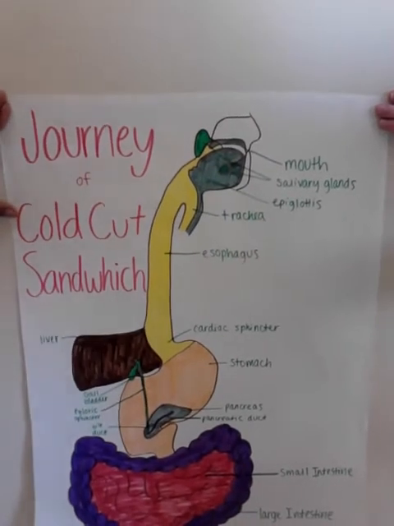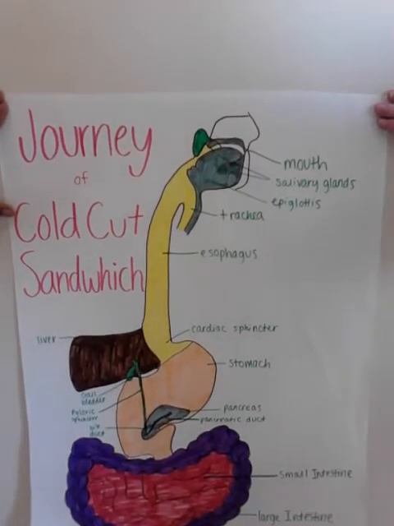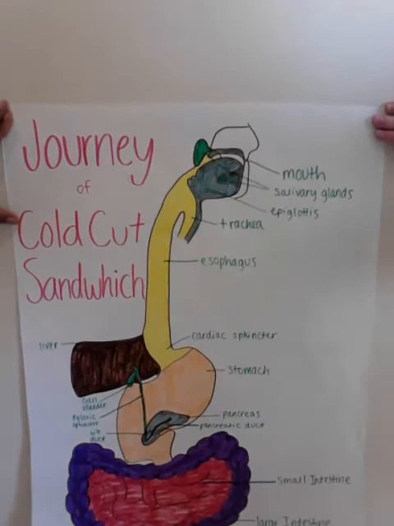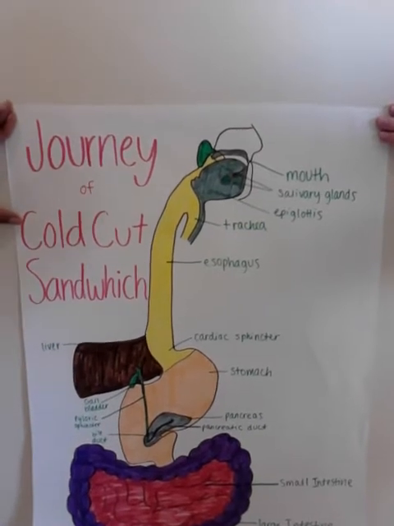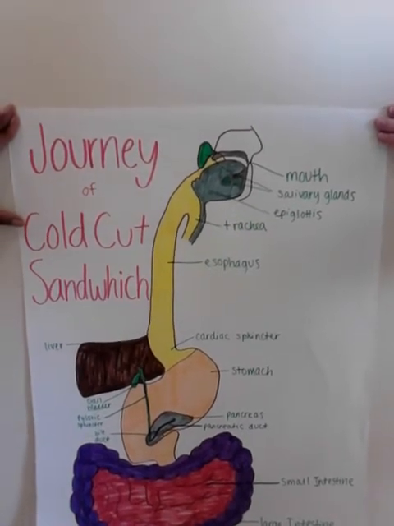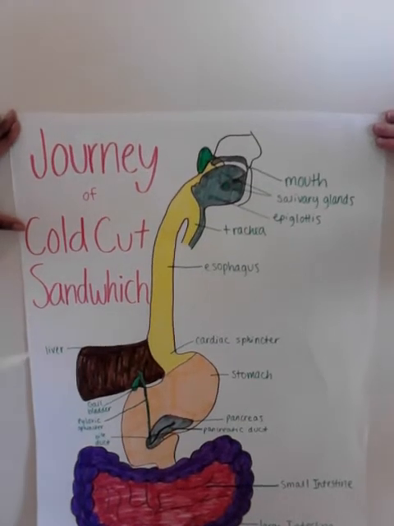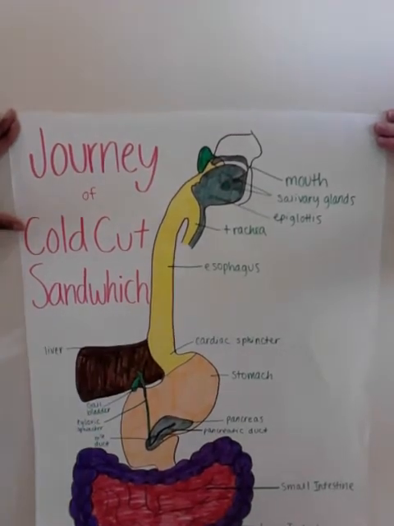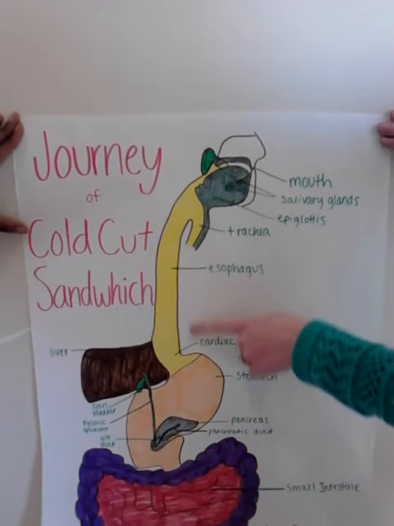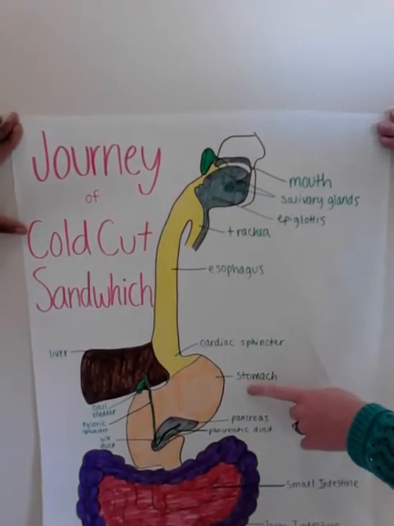An enzyme called amylase is found in your saliva. Amylase starts to break down any carbohydrates found in the food. So, in our sandwich, carbs can be found in the bread. Next, the food is pushed down to the stomach through the esophagus. This muscular movement is called peristalsis.